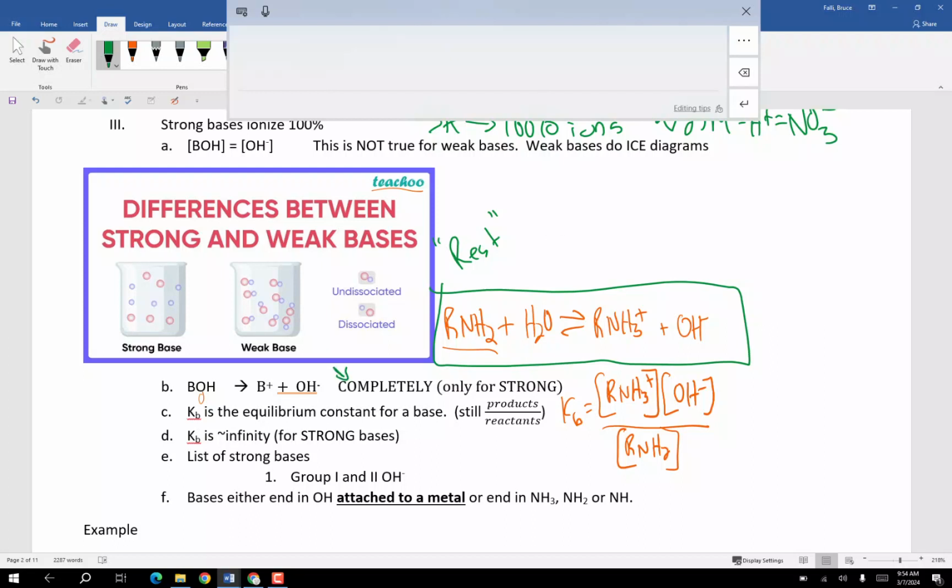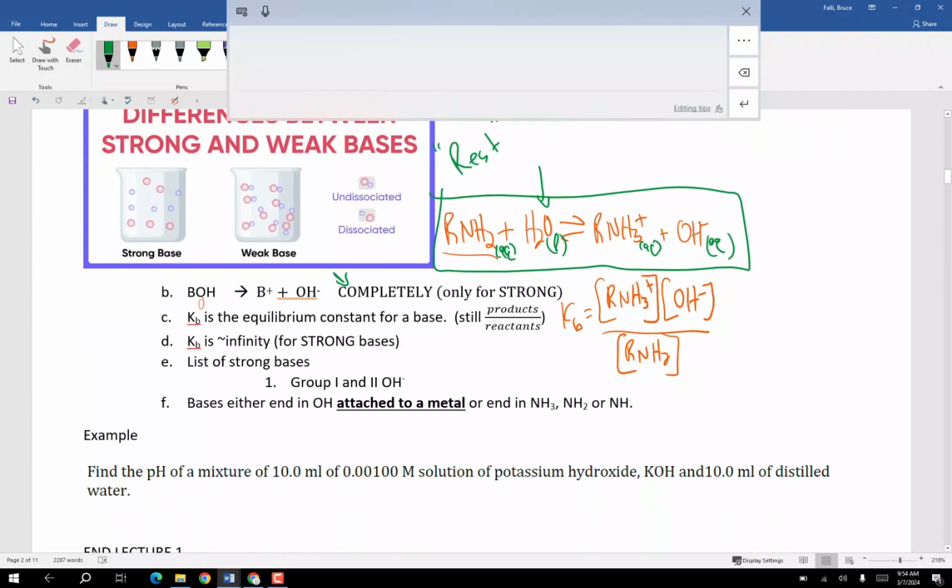Kb is the equilibrium constant for a base. Still, products over reactants raised to their coefficients. We would leave out liquid water. This would be aqueous, and of course, ions are aqueous. Okay, Kb approaches infinity for a strong base. Your strong bases are group 1 and 2 hydroxides. And bases either end in OH attached to a metal, or they end in NH something.